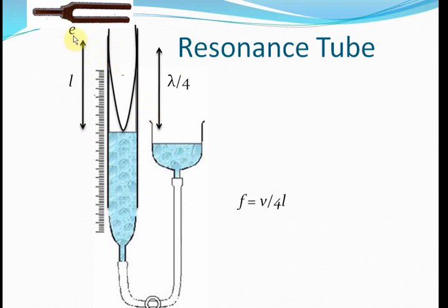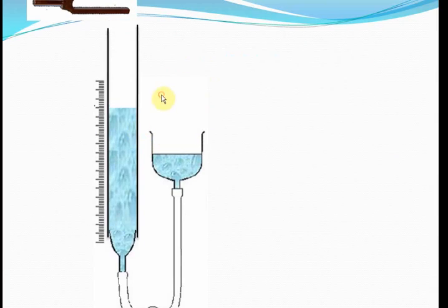Now, there is also some distance between the top of the resonance tube and the tuning fork. The waveform will be formed right underneath the tuning fork. So this distance between the top of the resonance tube and the tuning fork must also be taken into account. So lambda by 4 is equal to L plus E, because the distance from here to here is clearly lambda by 4. Now we further decrease the water level like this.